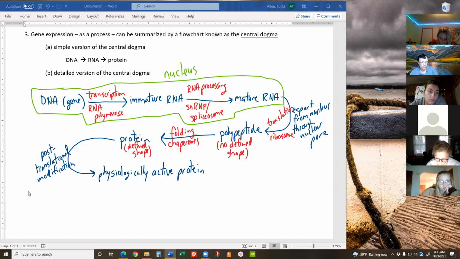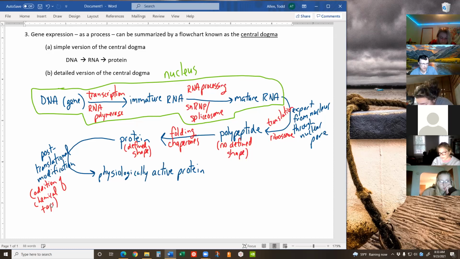For some proteins, there will be additional modifications to the protein, which I'm defining as post-translational modifications. Post-translational modifications would include the addition of chemical tags to the protein, small groups of additional atoms, maybe methyl groups like CH3 groups or other things might be added to the amino acid backbone of the protein to give the protein its final physiologically active ability inside the cell.